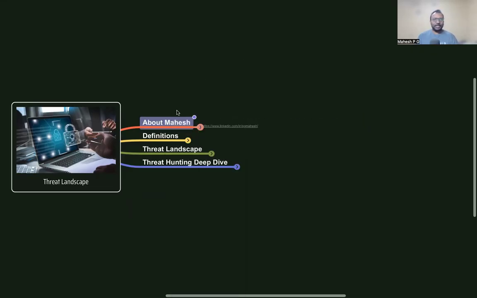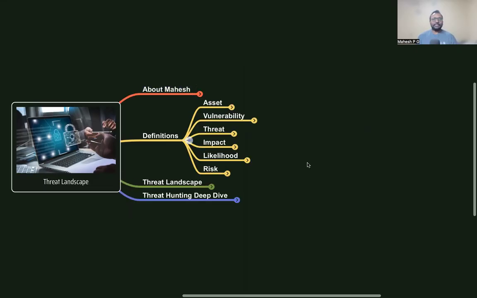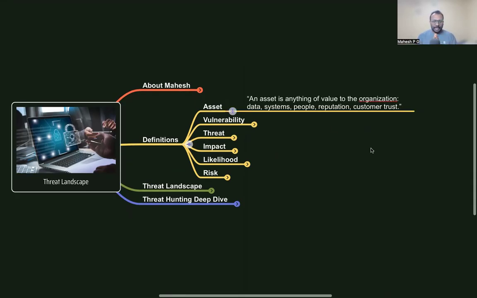With that, let me go with the definitions. Before we dive into the threat landscape, threat management, threat modeling, etc., we need to understand certain definitions. First one is the asset. An asset is anything which has a value. It can be a tangible asset which we can touch and feel, and it can be an intangible asset which we cannot touch or see, like reputation, goodwill, etc.